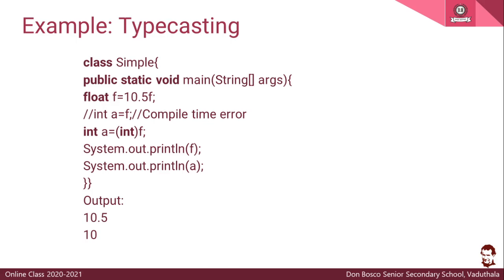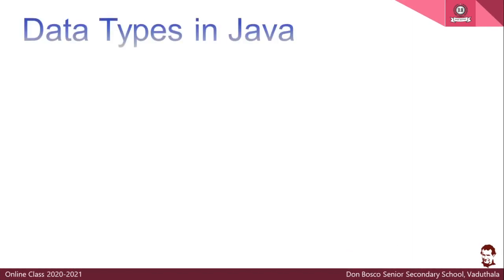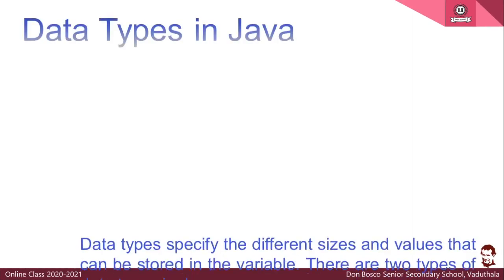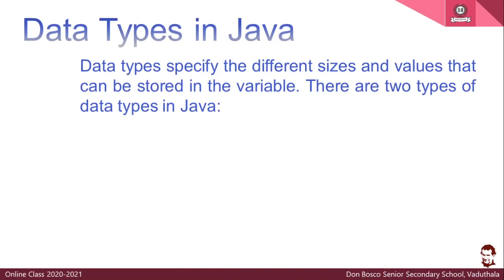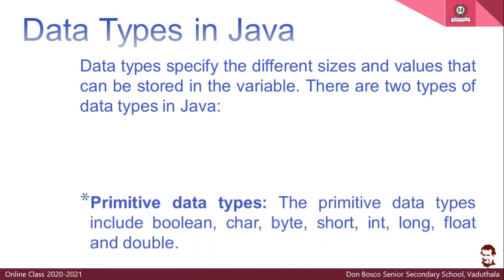Now we can move to the next topic, data types in Java. We learn different types of data types. Then what is the meaning of data type? Data types specify the different sizes, based on the size and different data we can store, the values that can be stored in variables. There are two types of data types in Java, mainly primitive data type.